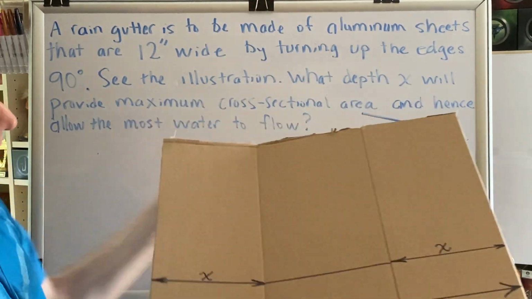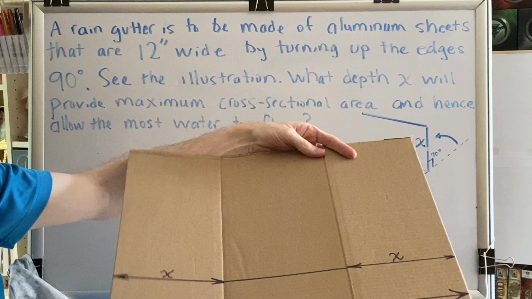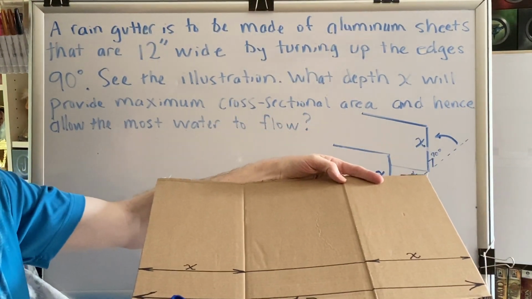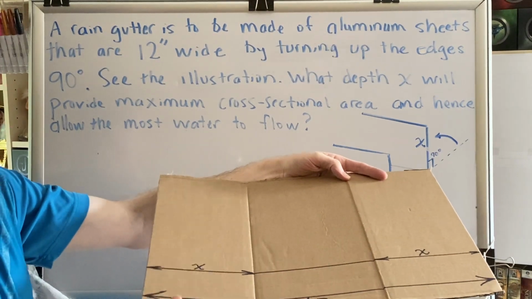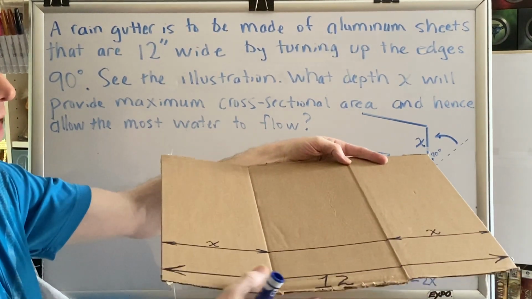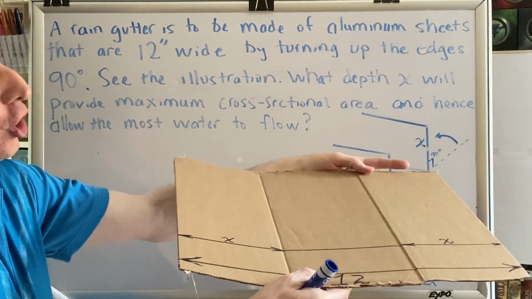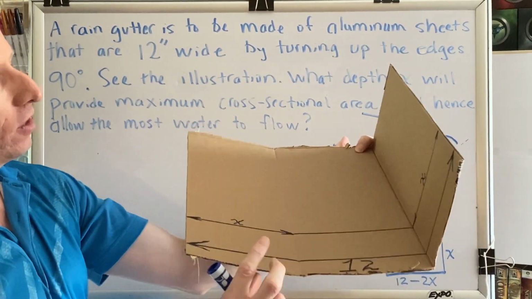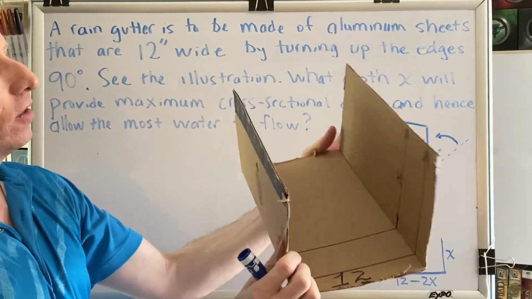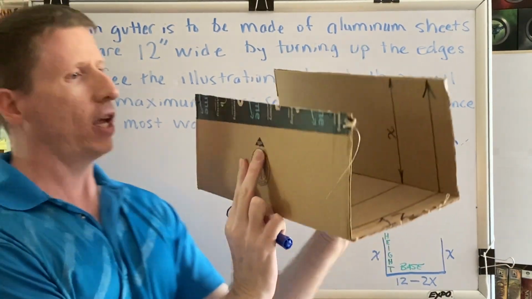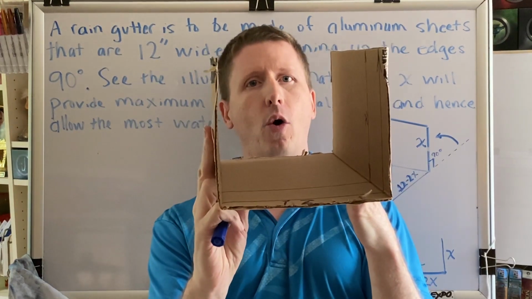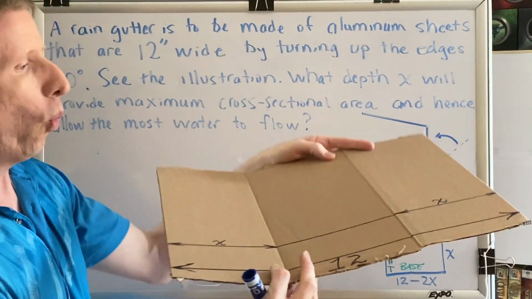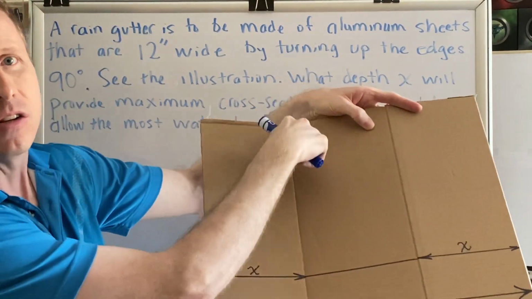So, you've got this very long aluminum sheet that's 12 inches wide, and you want to get water to flow on and within that aluminum sheet. And the way you're going to do that is by bending it twice to create a U-shaped channel. So you're going to bend it here 90 degrees, and you're going to bend it here 90 degrees, and now you've got this channel that the water will flow through. And the question that we want answered is this: where do we make these bends?